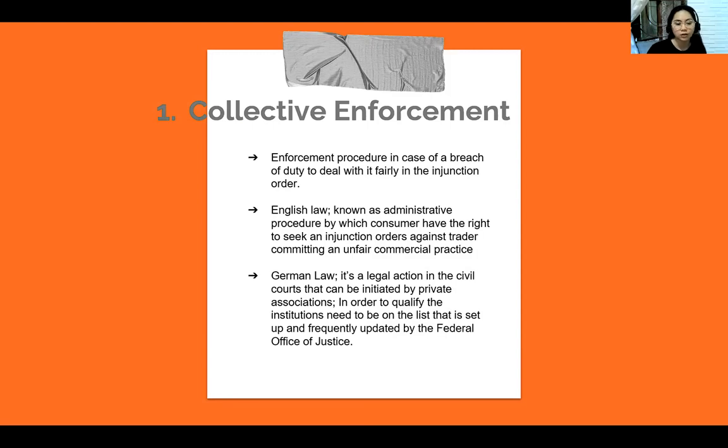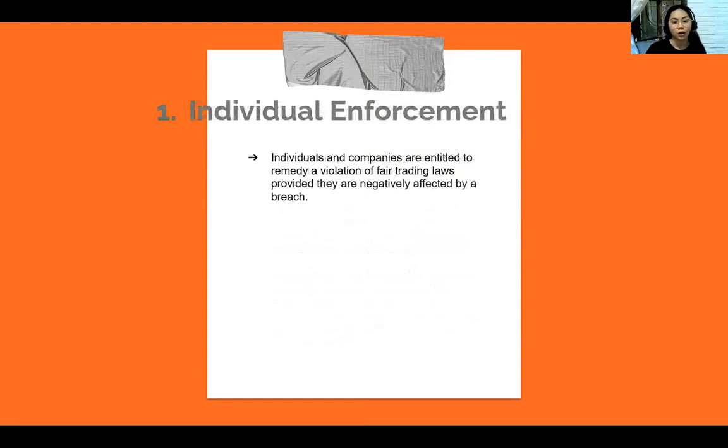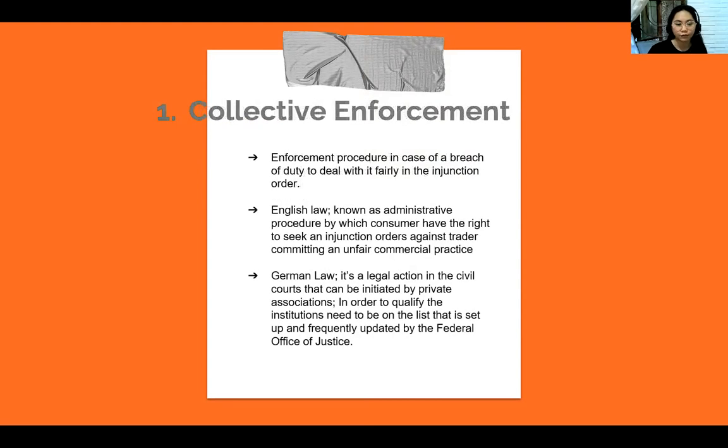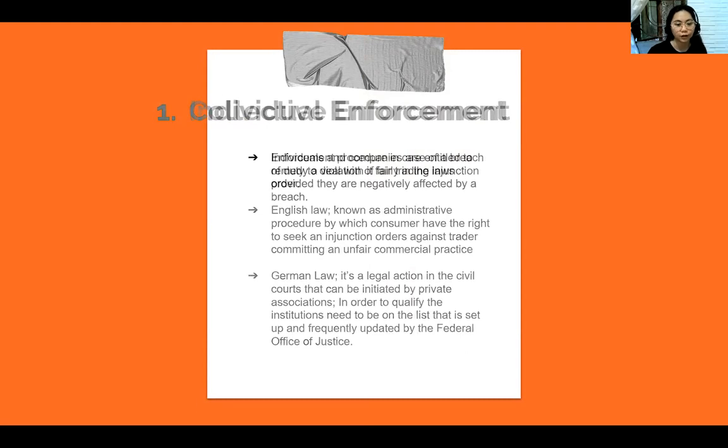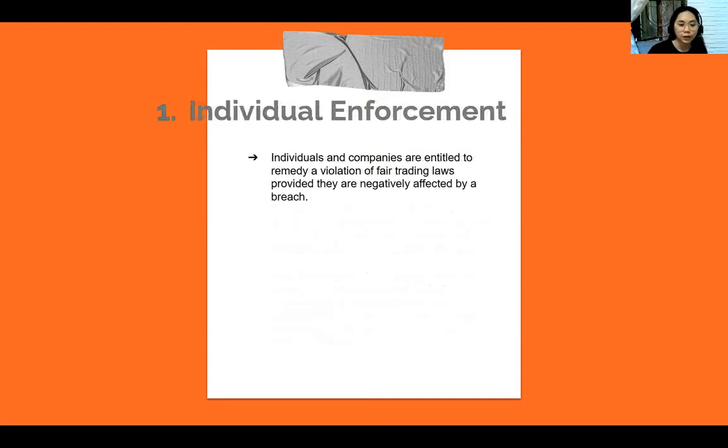It's a legal action in the civil courts that can be initiated by private associations. In order to qualify for the institution, they have to be on the list that is set and frequently updated by the Federal Office of Justice. So there are a lot of things before you can qualify for this action under the German law. And the second one would be individual enforcement. It is individuals and companies are entitled to remedy a violation of fair trading laws, provided they are negatively affected by the breach.